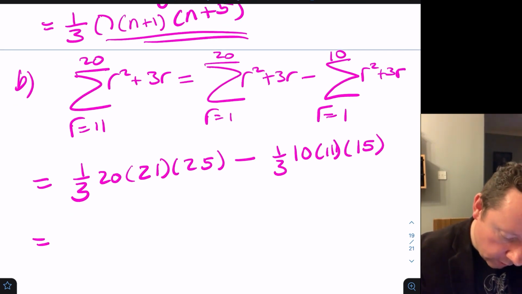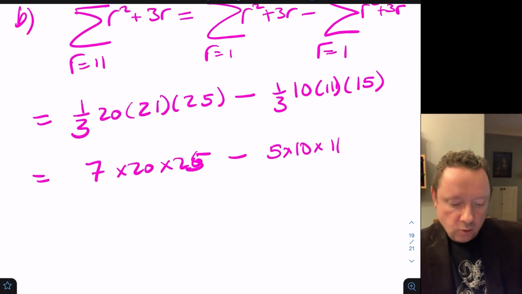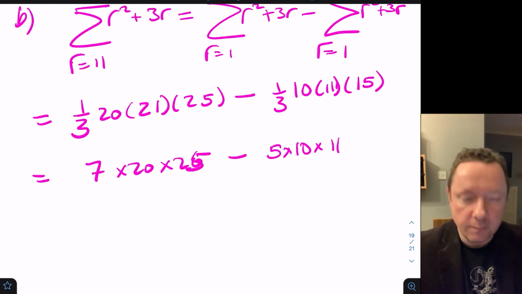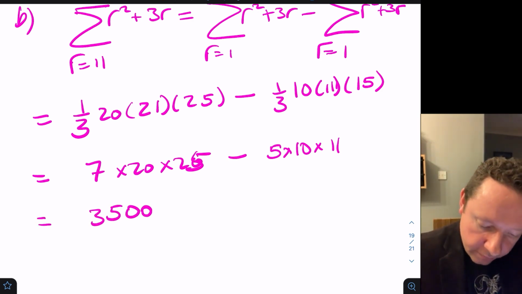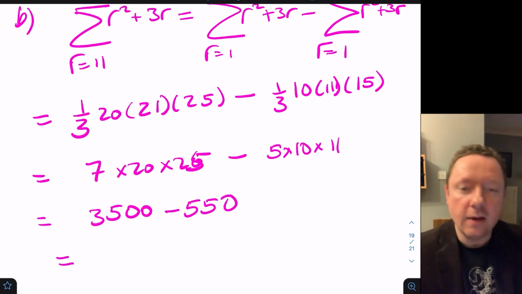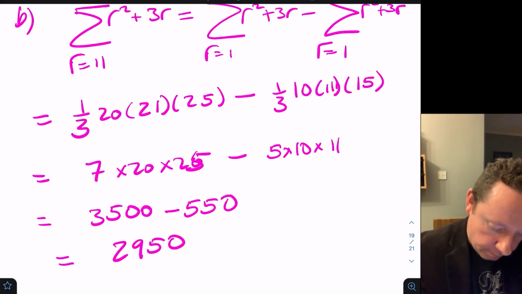So we'll do a little bit of maths. 21 divided by 3 is 7, so we've got 7 times 20 times 25, minus 15 divided by 3 is 5, 5 times 10 times 11. 20 times 25 is 500, 7 times 500 is 3,500 for the first term. 5 times 10 is 50, times another 11 is 550. 3,500 minus 550 is 2,950. And we're done there.